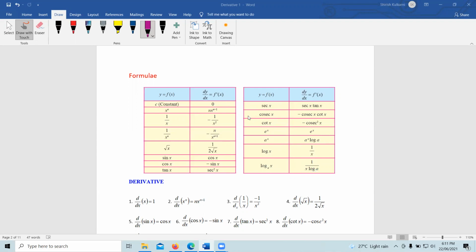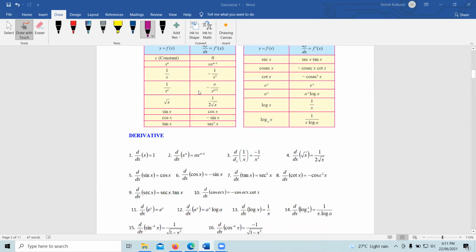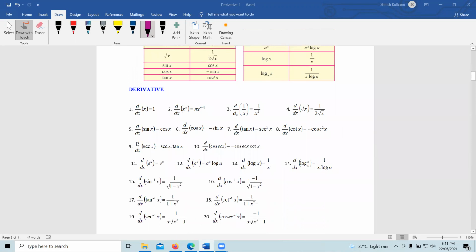Means these are the functions and their derivatives. You have to remember all these formulas. These are all the formulas in derivative. Means d by dx of x is equal to 1. d by dx of x raised to n is n x raised to n minus 1. Then d by dx of 1 by x is equal to minus 1 by x square. Then d by dx of root of x is 1 by 2 root of x. Then the derivative of sine of x is cos of x.